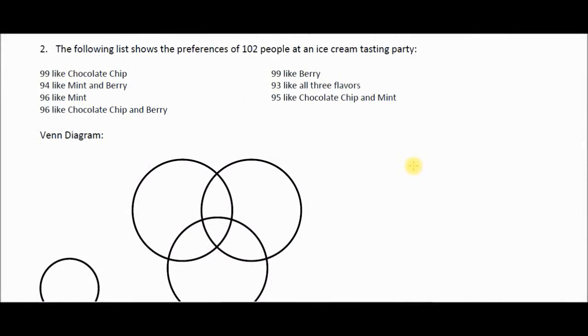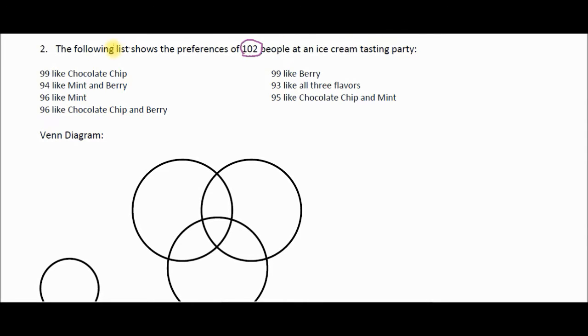We are now doing question number 2 on the Venn diagrams class assignment. And we're going to go through and just follow the same steps we did in question number 1. So, question number 2. The following list shows the preferences of 102 class. This is important. 102 people were surveyed. What is their ice cream preference?